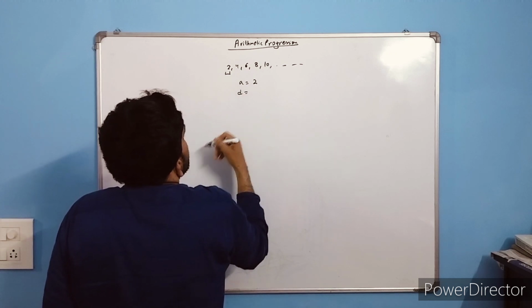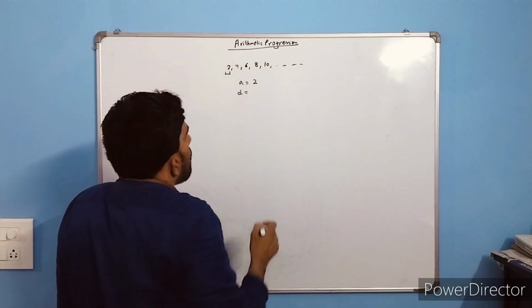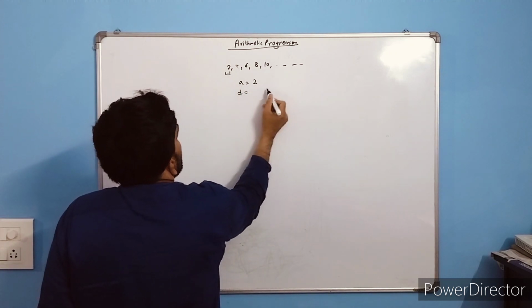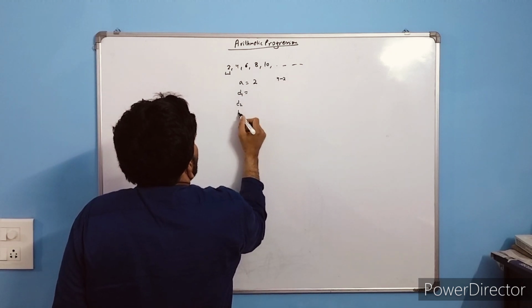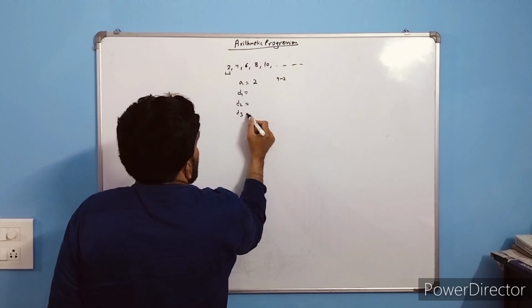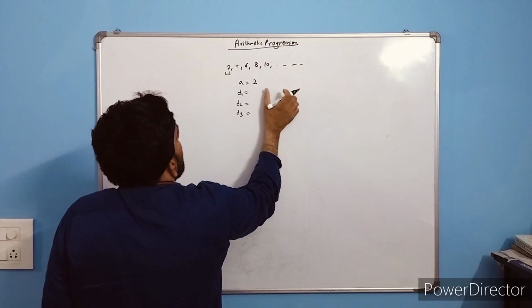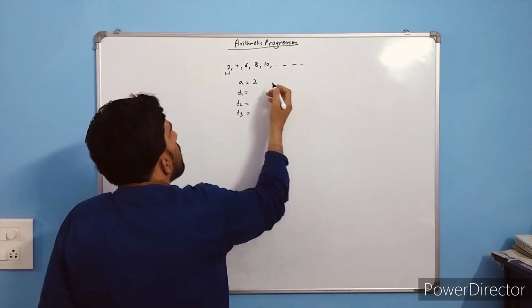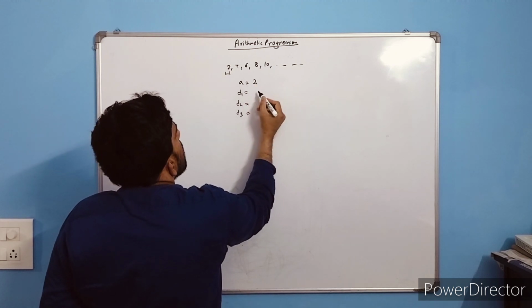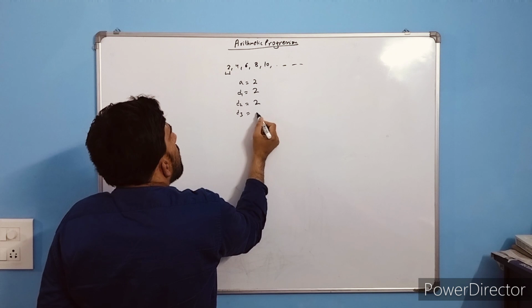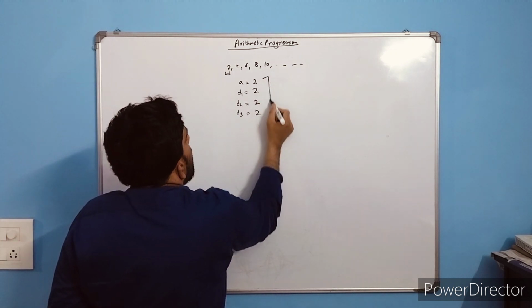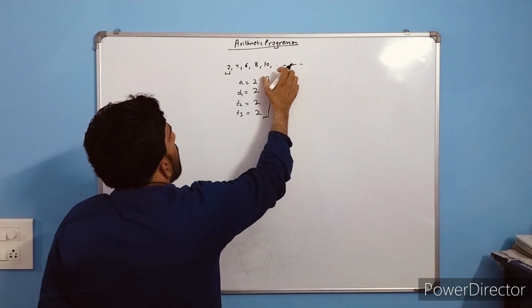What is the common difference? Second term minus first term. That is 4 minus 2. So here what is given is second minus first term: 4 minus 2 is 2, 6 minus 4 is 2, 8 minus 6 is 2, and 10 minus 8 is also 2. So finally I got my common difference.